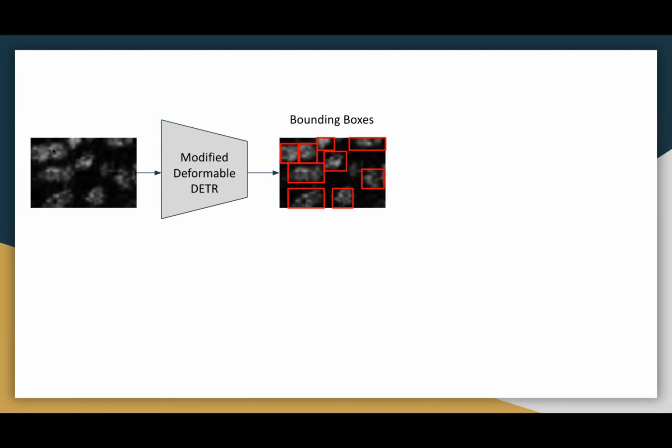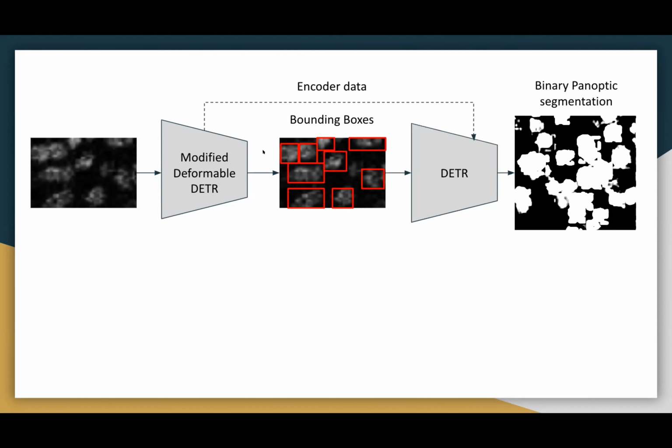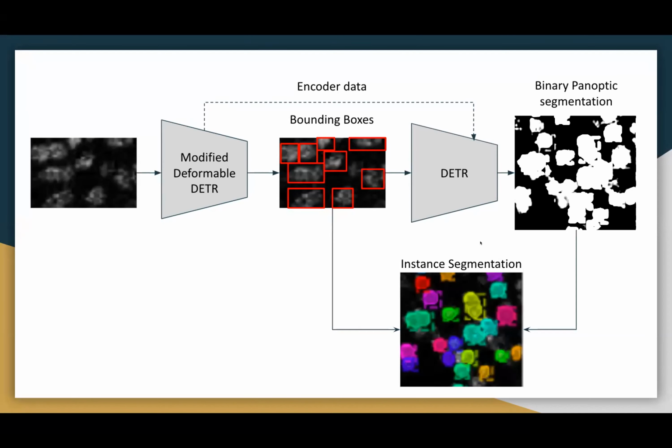Since we have low resolution images, we have slight modifications that we're going to make to the deformable DTR. The goal is for this to output bounding boxes for our images. Our goal, however, is to get instance segmentation. So we're going to be combining bounding boxes with some binary segmentation, and we're going to be using this to make instance segmentation. We'll go more into depth for the modified deformable DTR now.